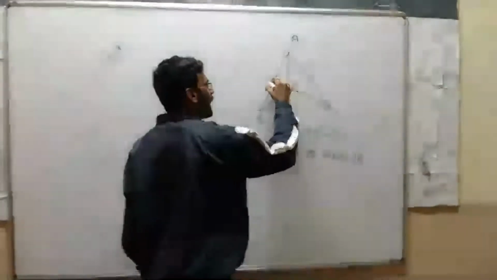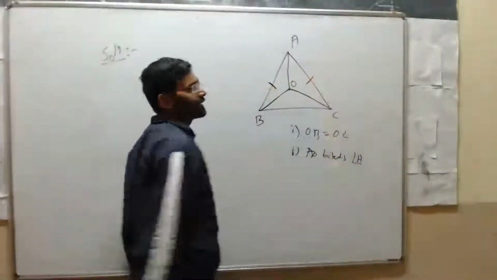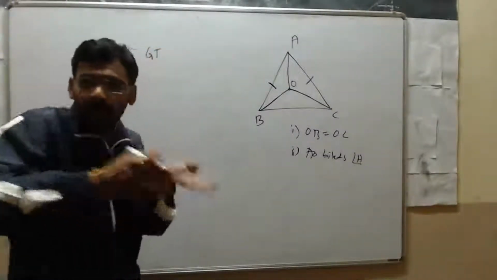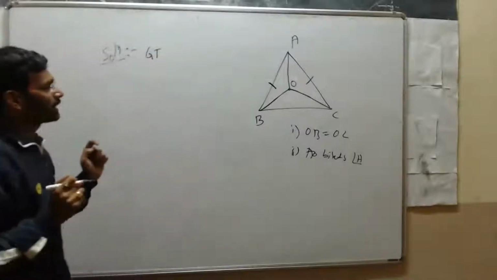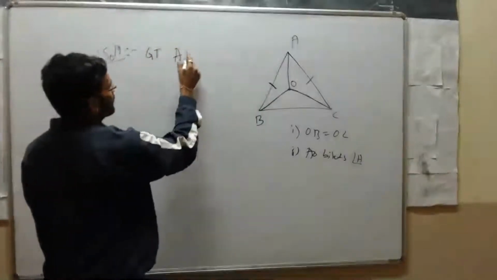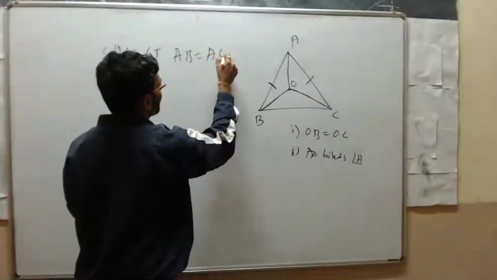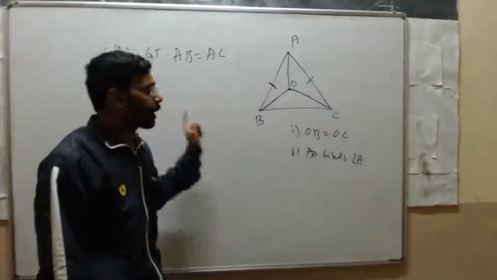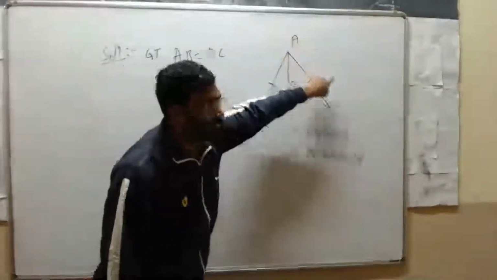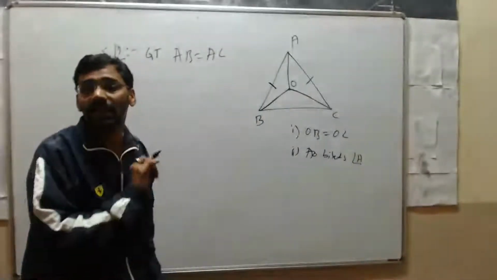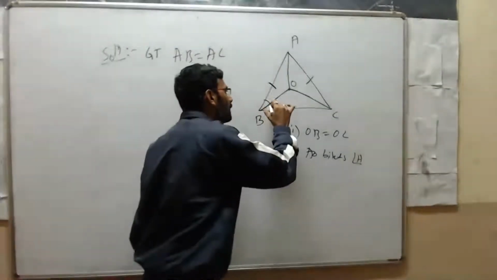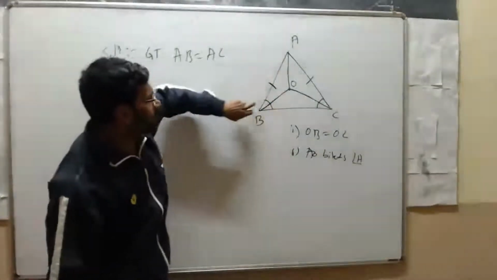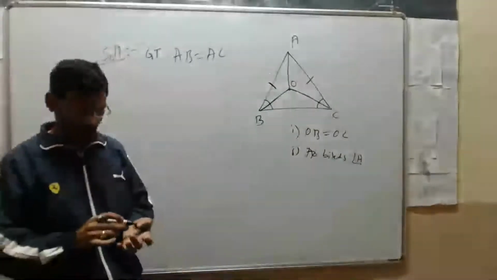Here, AB equals AC, it is given. By properties of triangle, in an isosceles triangle, AB equals AC means their opposite angles are equal. Angle B equals angle C. By properties of triangle, ABC is an isosceles triangle.